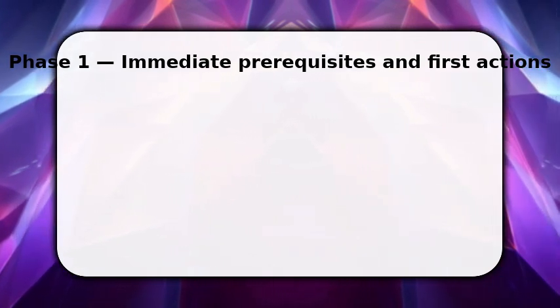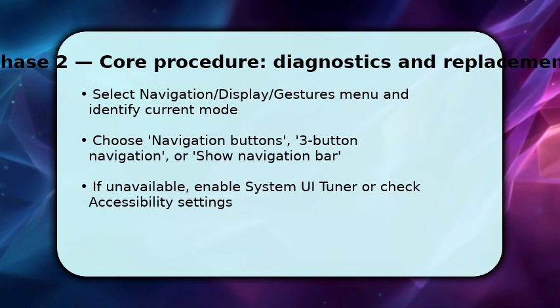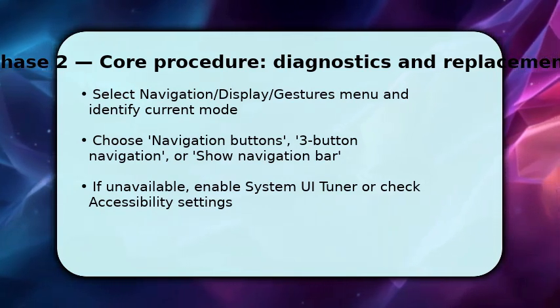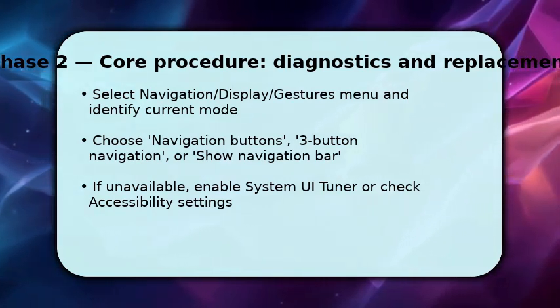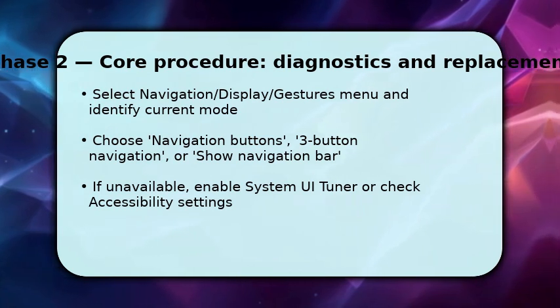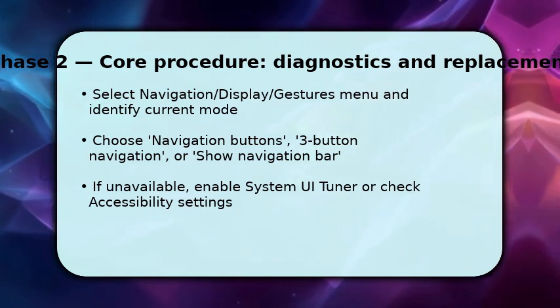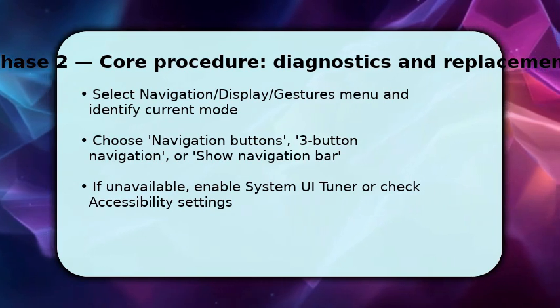Now you change the navigation mode. In navigation or display settings, identify whether you're on gestures or hidden buttons. That tells you what to switch. Choose 3-button navigation or an explicit show navigation bar toggle to restore visible buttons.